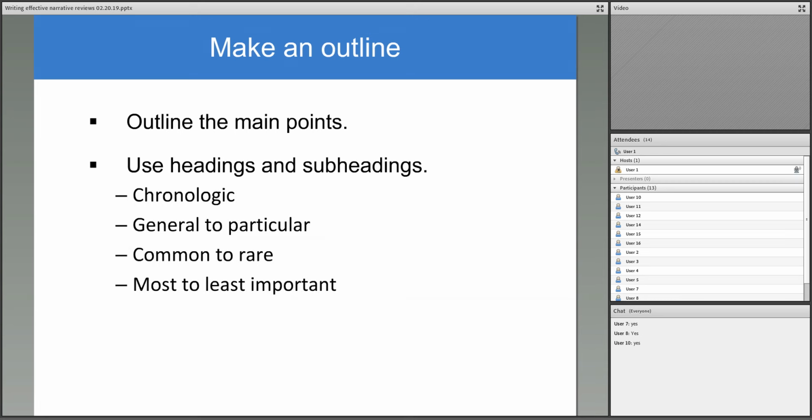Use headings and subheadings arranged logically depending on the content. Here are a few examples of potential organizing principles. Chronological order, general to particular, common to rare, most important to least important.